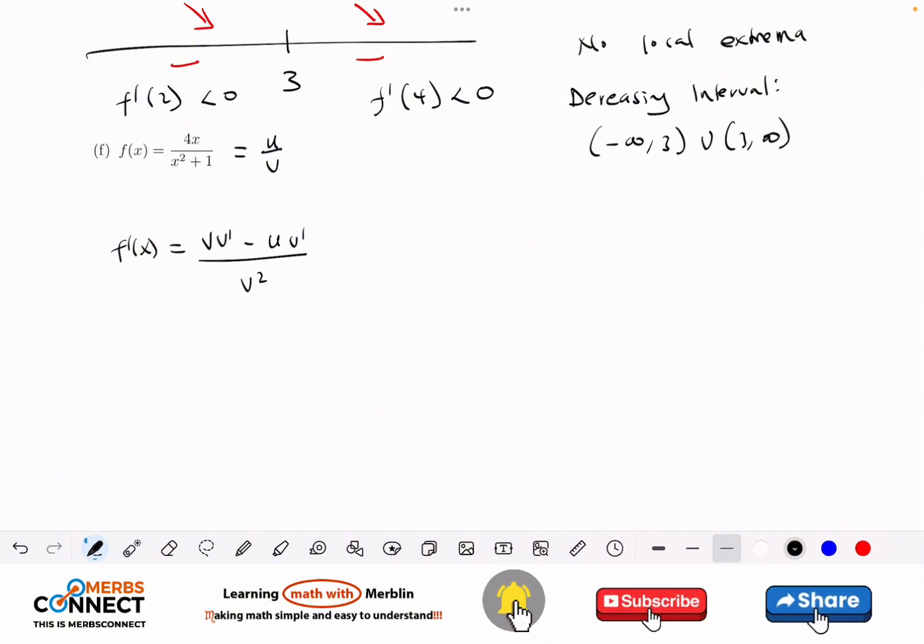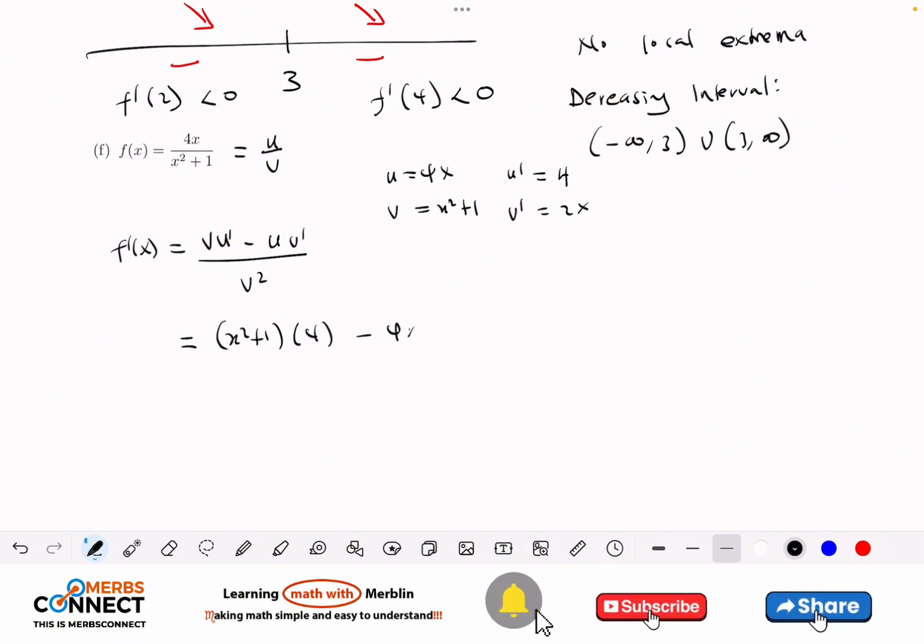So you can use f, and it's also the same thing. So u is equal to 4x, v is equal to x squared plus 1. What is u prime? u prime will be 4. What is v prime? 2x. So let's do substitution. v is x squared plus 1. u prime is 4, minus u, which is 4x, and v prime, 2x, divided by v squared.